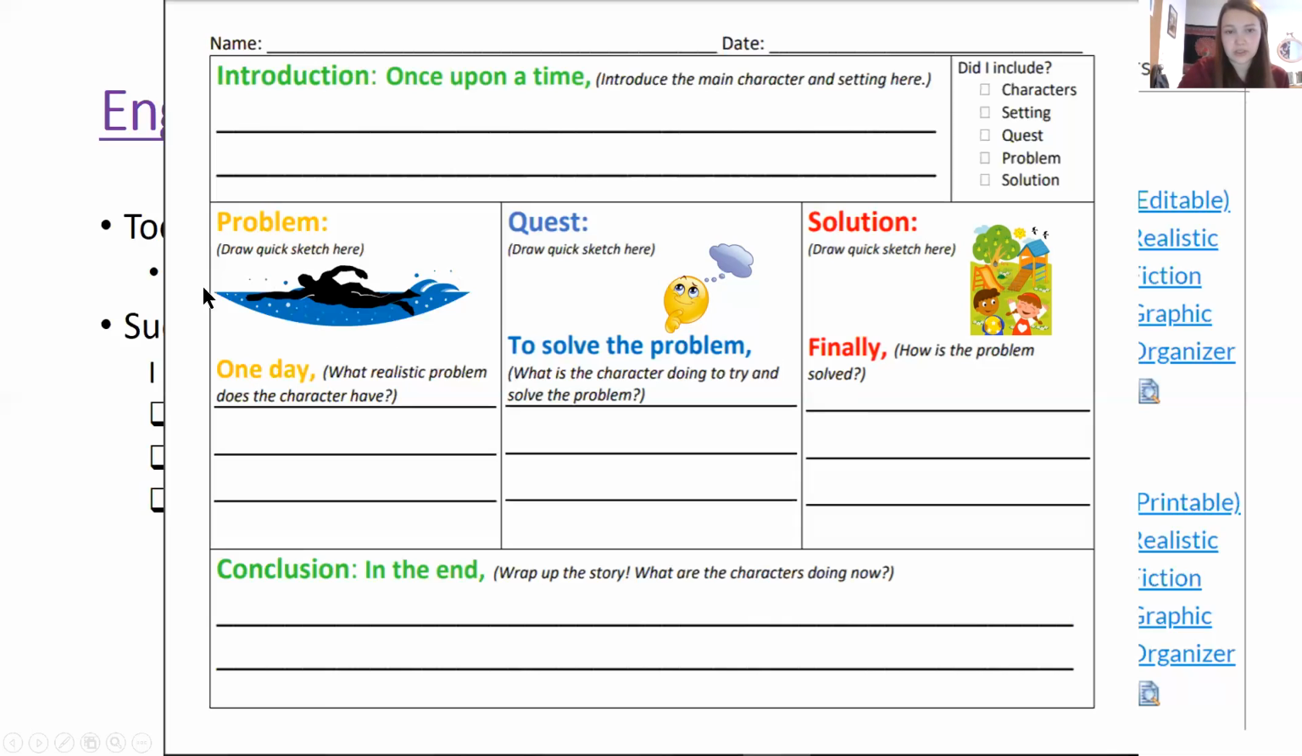So that's what you would do to sketch your problem, your quest, and your solution. And if you're printing this out or if you're writing it on a separate piece of paper, you can sketch these using your own drawings. I just have this on the computer, so it was super easy for all of us to see, which is why I used pictures from the computer. But if you are typing into the computer and want to use pictures from the computer, that's okay too.